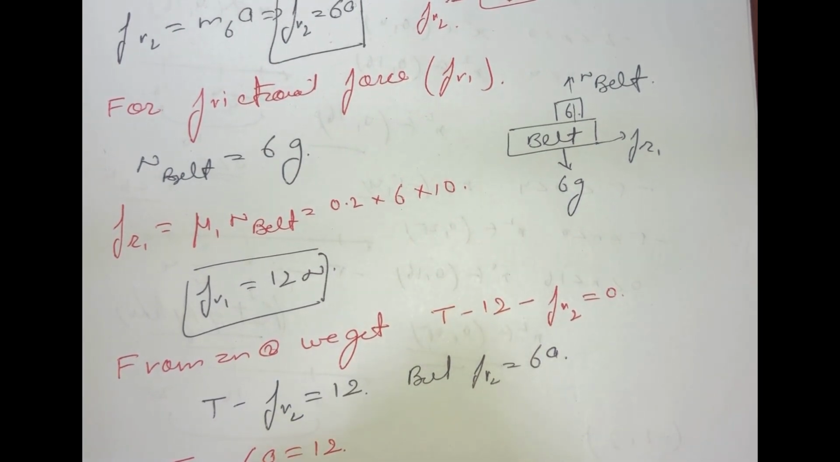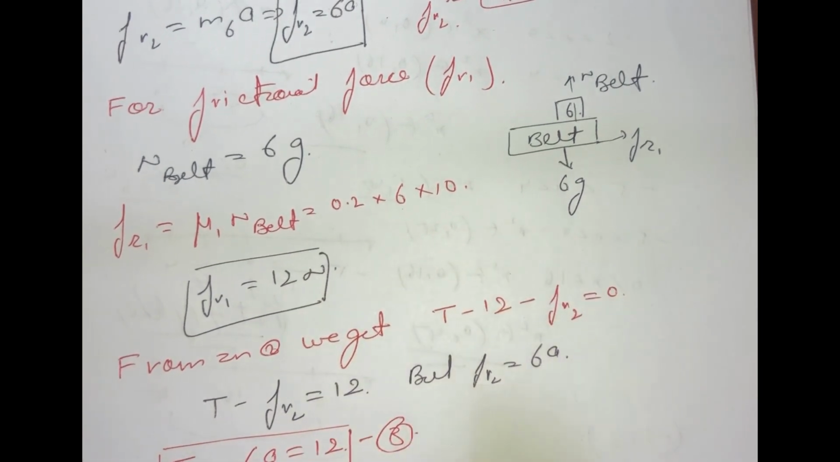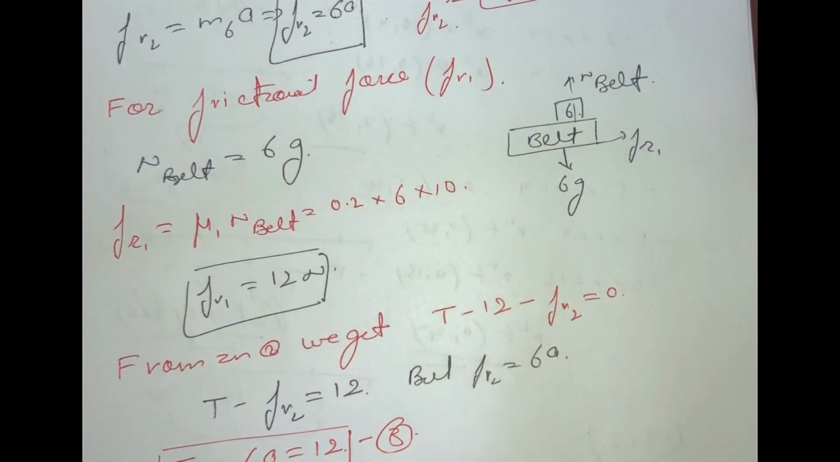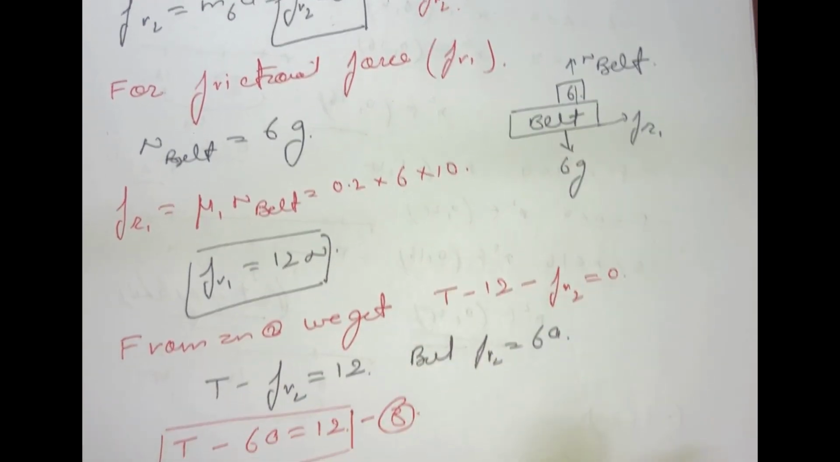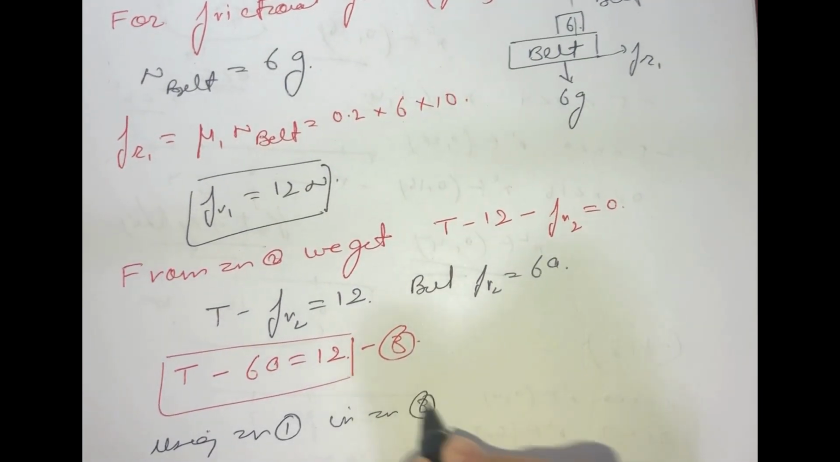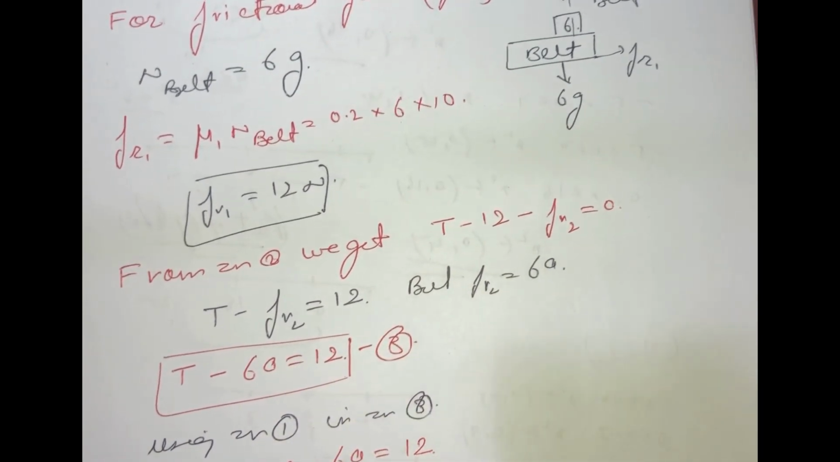So now we have two equations, equation number 1, and let us call this equation number 3. So using equation 1 in equation 3, we get 40 minus 4a minus 6a is equal to 12.